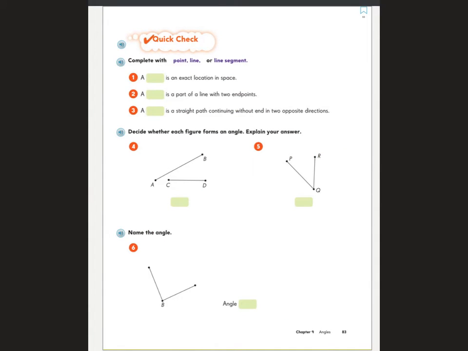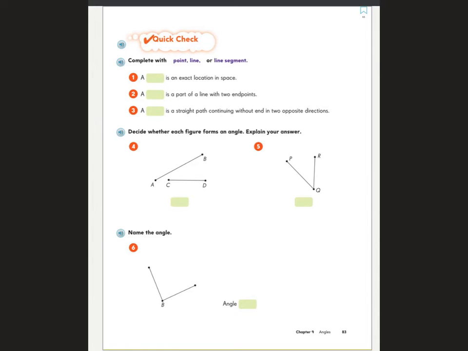Now that we've reviewed some of that important vocabulary and some important facts about angles, now we're going to do some quick check questions just to make sure we really understand. Please write these answers on a separate piece of paper, either in your math notebook or just on a piece of paper you have at home. For numbers 1, 2, and 3, I want you to write out the whole sentence. So you'll include the words already there, plus you'll fill in the blank with the correct word.